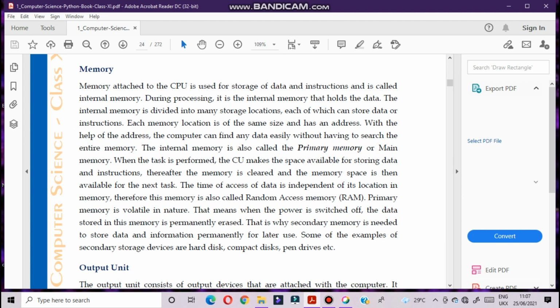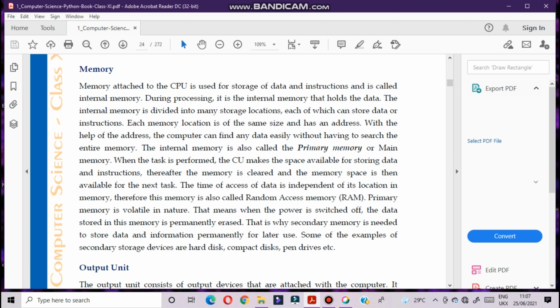The internal memory is divided into many storage locations, each of which can store data or instructions. Each memory location is of the same size and has an address. So every memory location keeps an address. With the help of the address, the computer can find any data easily. Why does it keep the address? Because the computer can find any data easily without having to search the entire memory.